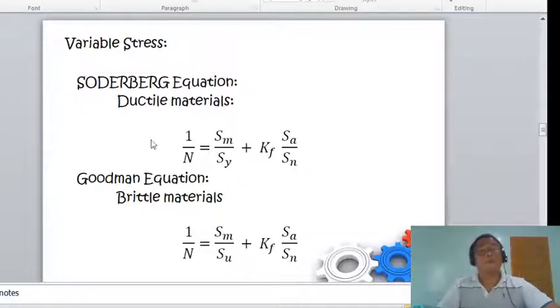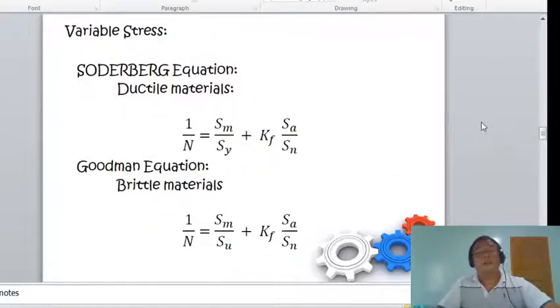Now for the Goodman equation for brittle materials. Take note, class, the Soderberg equation is only applicable to ductile materials, and the Goodman equation is applicable to brittle materials. For the Goodman equation, 1 over n equals the mean stress divided by the ultimate stress, plus the fatigue factor multiplied by the alternating stress over the endurance strength. So instead of using the yield strength for ductile, we always use the ultimate strength for a brittle material.